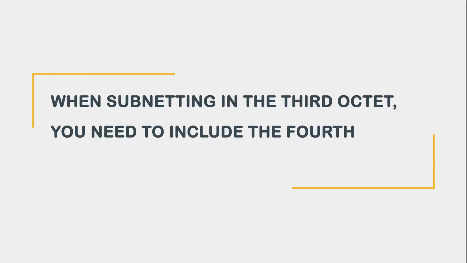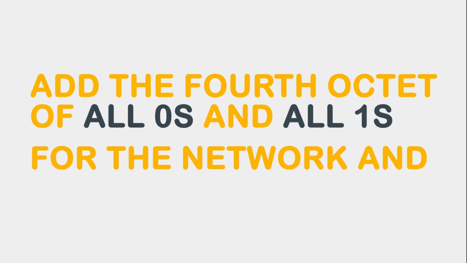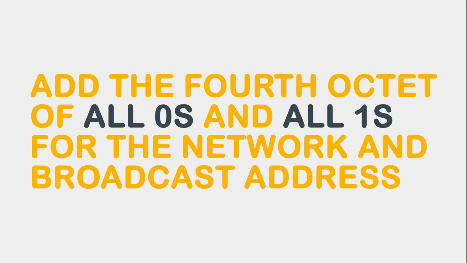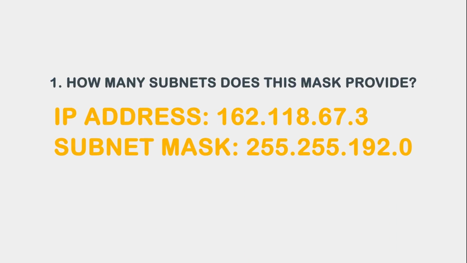Remember, when subnetting in the third octet, you need to include the fourth octet in your calculations. For example, on the 255.255.192.0 mask, the subnetting will be done in the third octet. To create a valid subnet, you must add the fourth octet of all zeros and all ones for the network and broadcast address. For the first example, let's use the following IP address and subnet mask. Let's start by answering our first question.